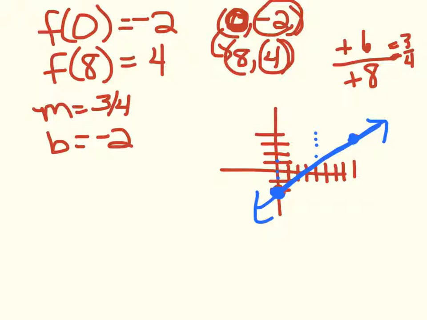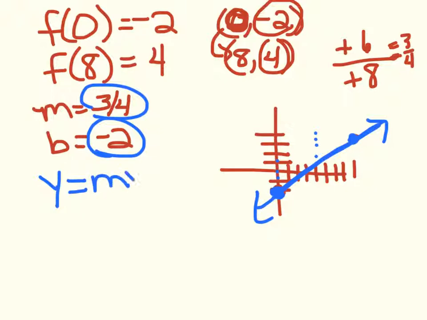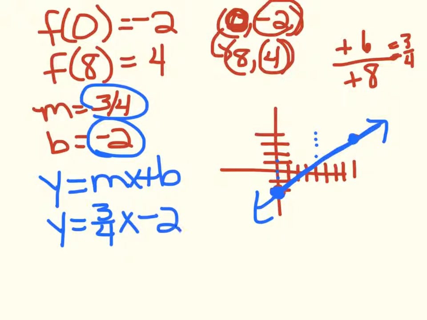Now that we have the slope and the y-intercept, we can write our equation in slope-intercept form, which is y equals mx plus b. So y equals, what is the slope? 3/4. And then we're going to write our x, and then the y-intercept is negative 2. So there you go.